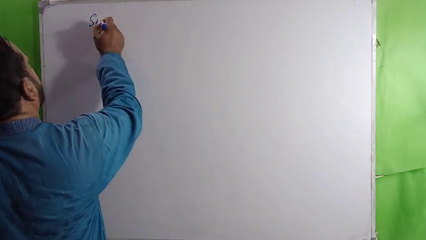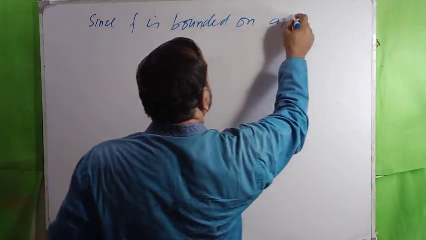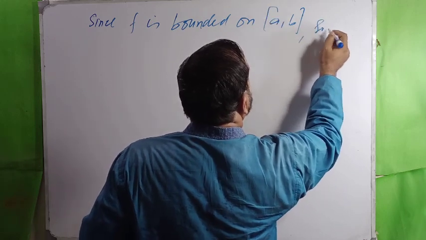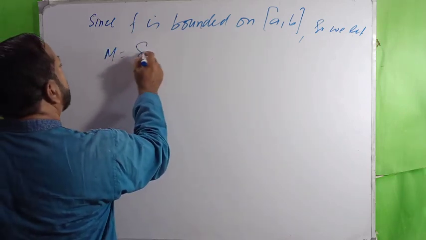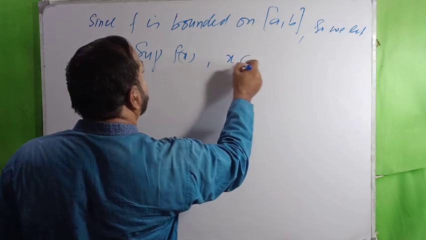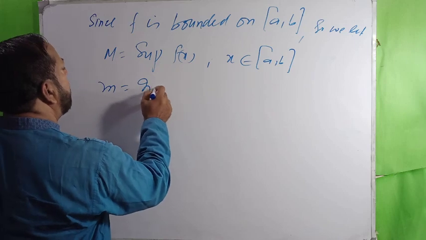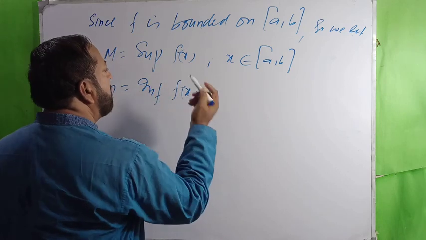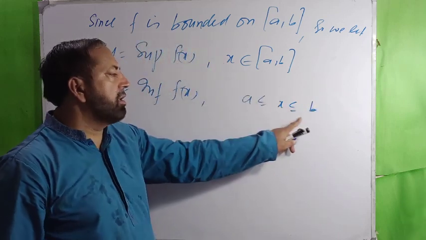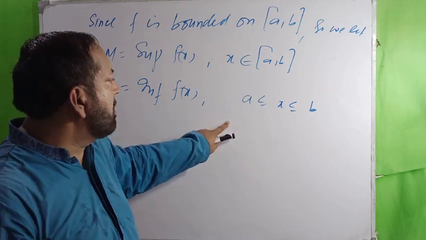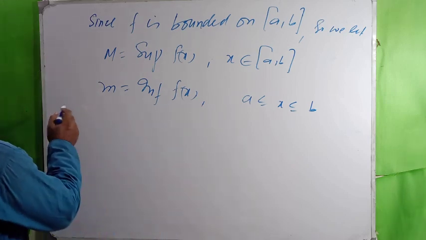So since f is bounded on [a,b], we let capital M be the sup of f(x) when x belongs to the closed interval [a,b], and similarly small m is equal to the inf of f(x) when a is less than or equal to x less than or equal to b. You can write it like this or like this, no problem. These are the well-known notations.